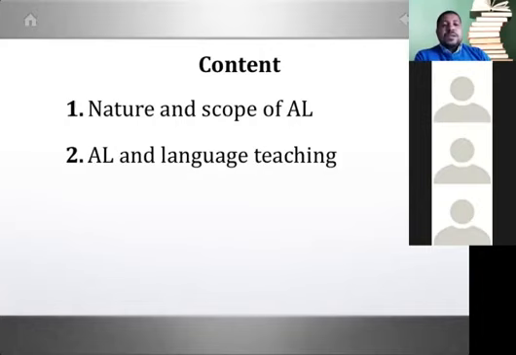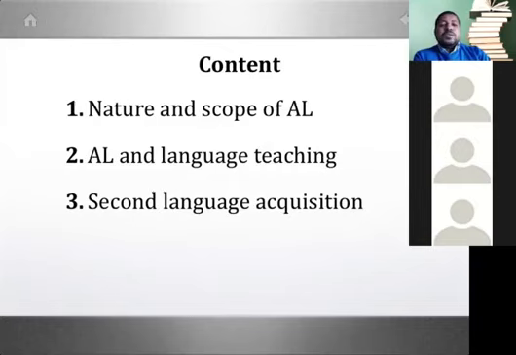In the second chapter, we'll be looking at applied linguistics and language teaching. So here we'll move from applied linguistics, which is an academic field, to language teaching, which is a professional field. In the third chapter, we look at one of the most important concerns of applied linguistics since its beginning, which is second language acquisition. So we look at a number of theories which try to explain how we acquire a second language.